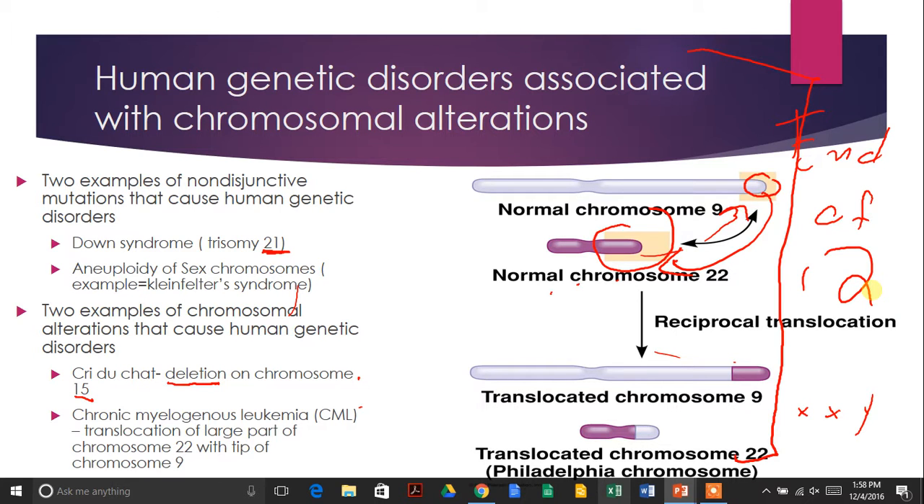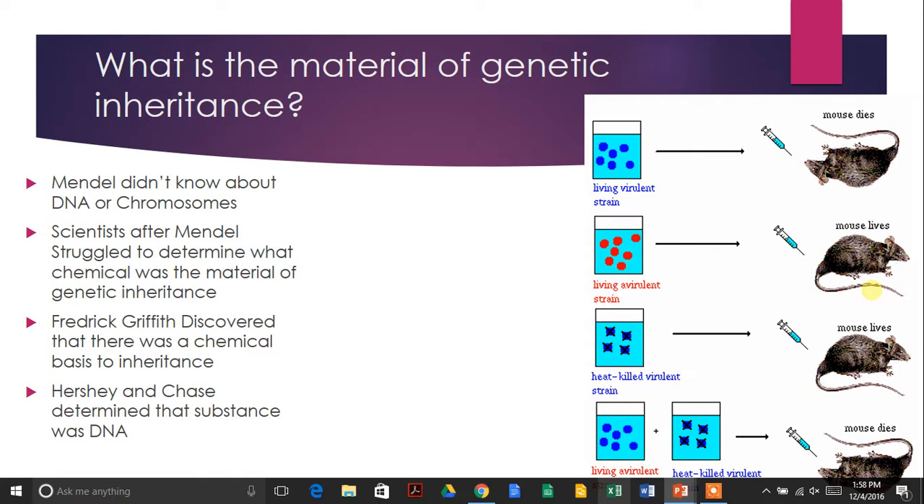So the first question is, what is the material of genetic inheritance? This was a big question left by Mendel's work. What exactly is passed on from parents to offspring that carries the genetic information, these traits? Mendel didn't know about DNA or chromosomes, so he couldn't answer that. Scientists after Mendel struggled to determine what chemical was the material that's passed on from parents to offspring.